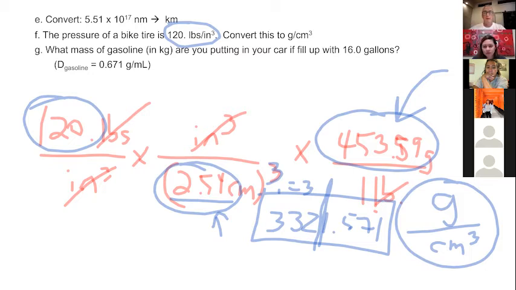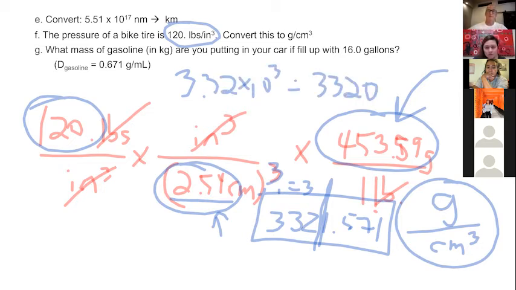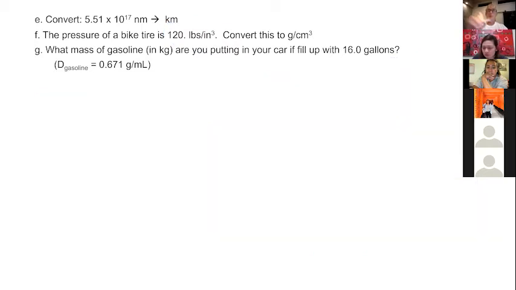3.32 times 10 to the third power. Yeah, if you want to put it in scientific notation, that's right. Or just 3,320. It's the same number. Okay. That's right. And then remember, in your answer, you always have to have the units. So have the grams per centimeters cubed there.